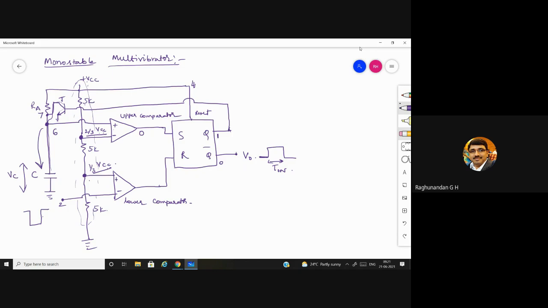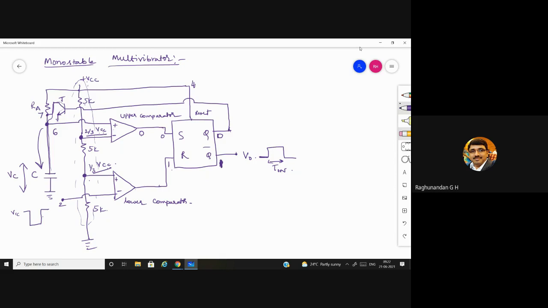In the initial phase, whenever the pin number 2 is at lower voltage, automatically the non-inverting terminal voltage will be dominating the inverting terminal voltage. During that time, the output of this op amp will be high. See, this is 0, this is 1. Automatically now, this goes to 0, this comes to 1.